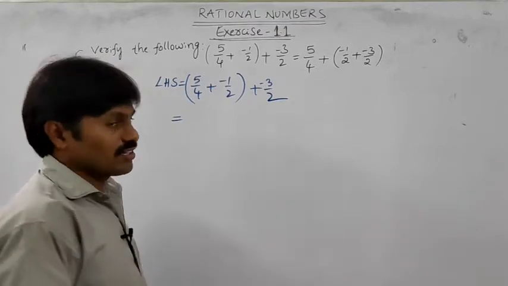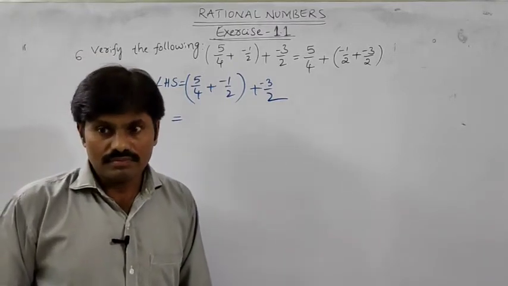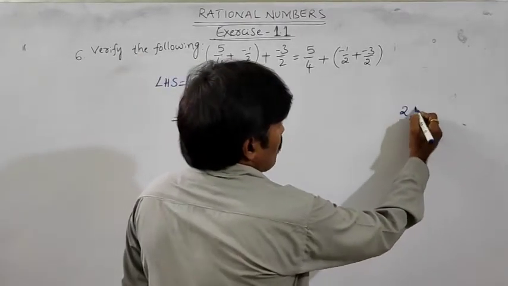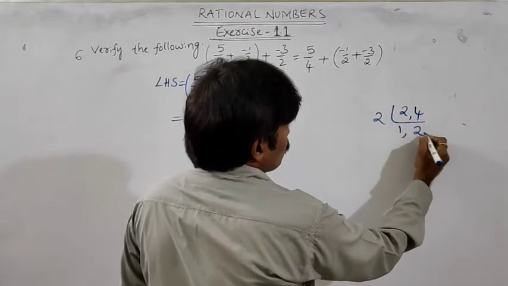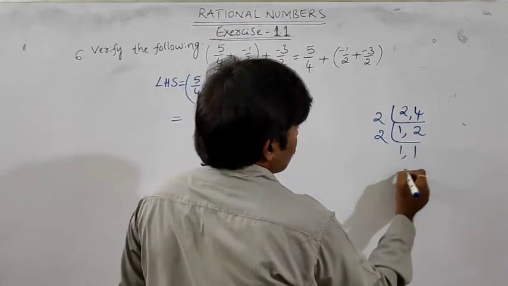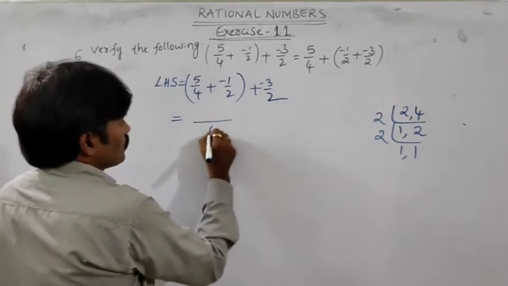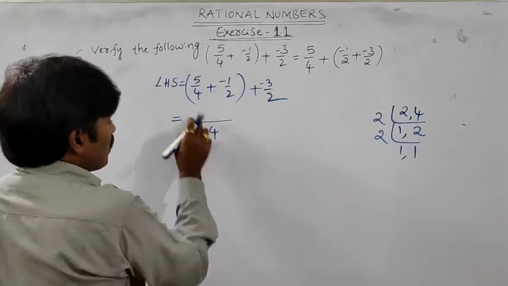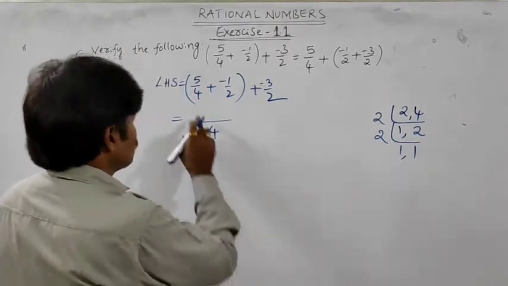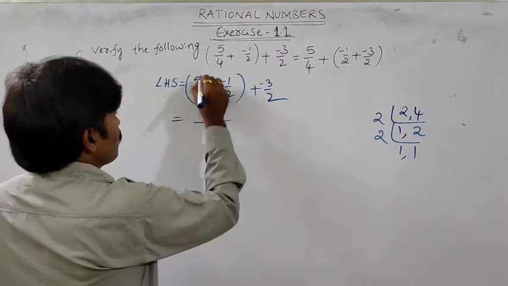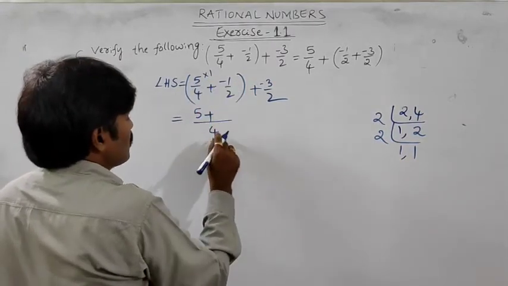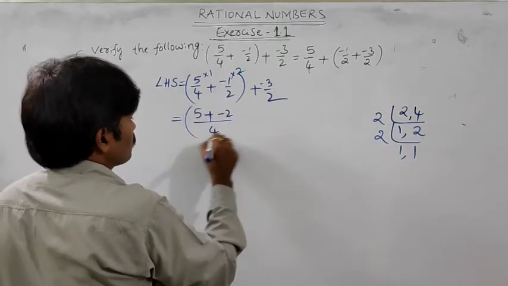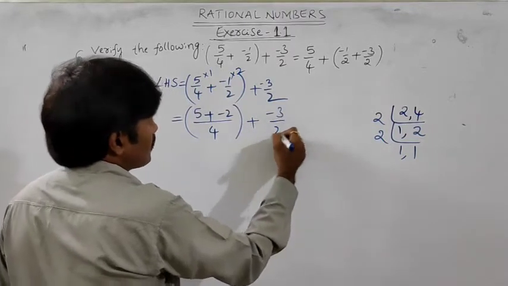What is the LCM of 4 comma 2? 2 ones are 2, 2 twos are 4, so 4 is the LCM. 4 divides 4 one time, so 5 into 1 is 5. 2 divides 4 two times, so minus 1 into 2 is minus 2. Then plus minus 3 by 2.